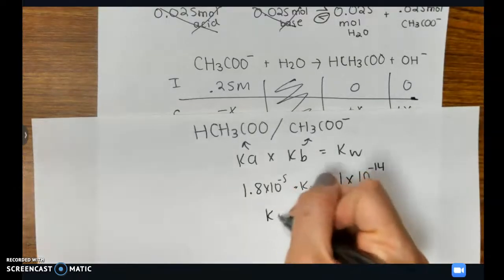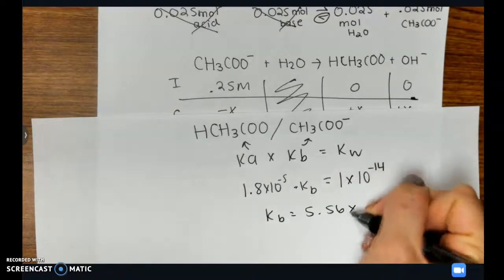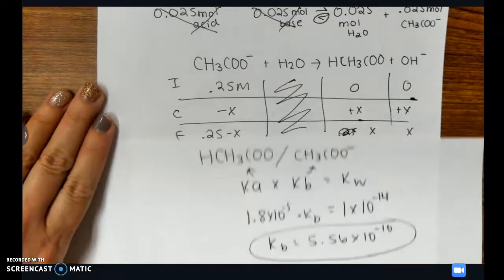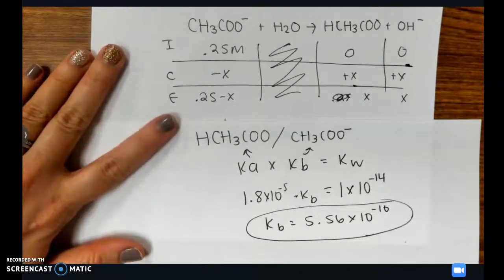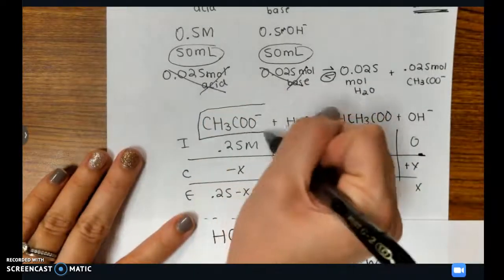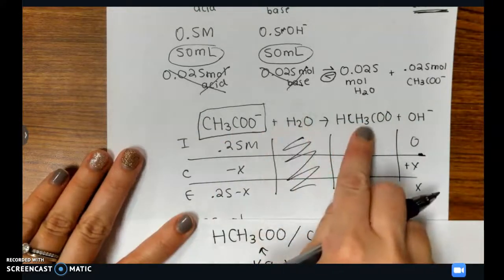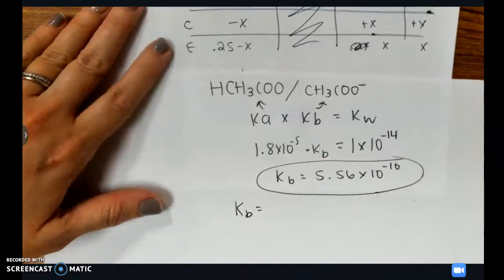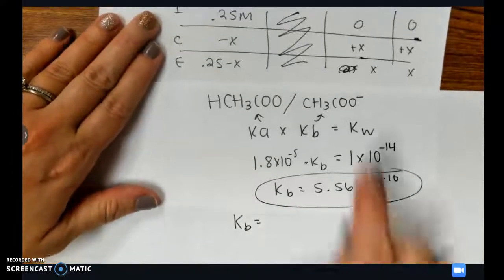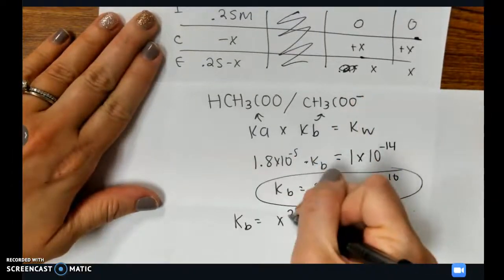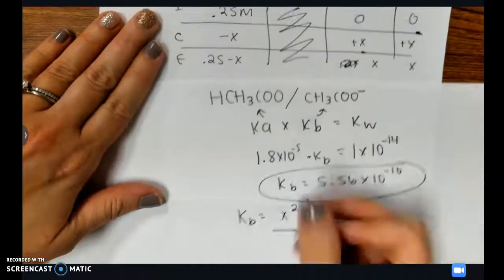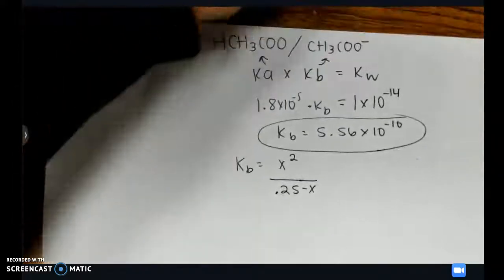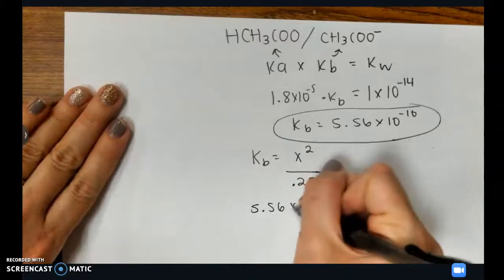And that is Kb equals 5.56 times 10 to the negative 10. So I'm going to use my Kb value for my ice table, not my Ka. And again, I have to use Kb because this is a base. It's going to accept an H. It's a base. And so let's plug in. Kb equals, it's always products over reactants. So my products at equilibrium are x times x, so x squared over 0.25 minus x. Now this Kb number is really small, 5.56 times 10 to the negative 10.